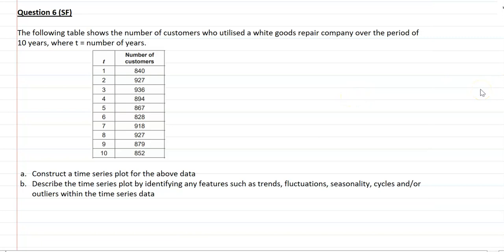Question 6, we have here a table showing the number of customers who utilize a white goods repair company over the period of 10 years, where T represents the number of years. From that raw data, I have to construct a time series plot and then describe the time series plot by identifying any features such as trends, fluctuations, seasonality, cycles, and/or outliers within the time series data. Let's see how you go, and we'll check in.